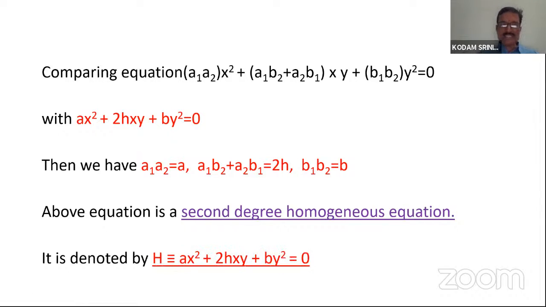So now this second degree homogeneous equation, that is ax square plus 2hxy plus by square equal to 0, is denoted by the letter H equal to 0. Therefore, we will call it H equals ax square plus 2hxy plus by square equal to 0. Now, let us discuss the second degree general equation. Up to now, we have discussed the second degree homogeneous equation. Now, we are going to discuss the second degree general equation.